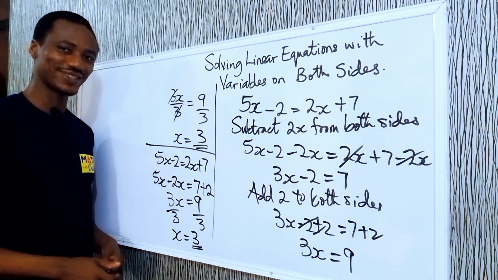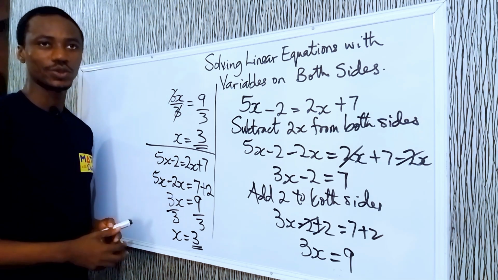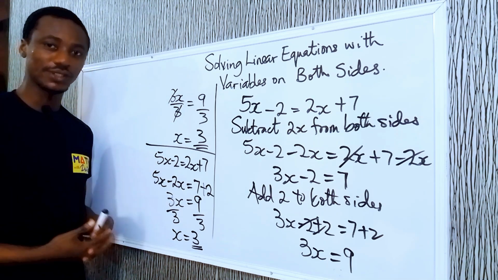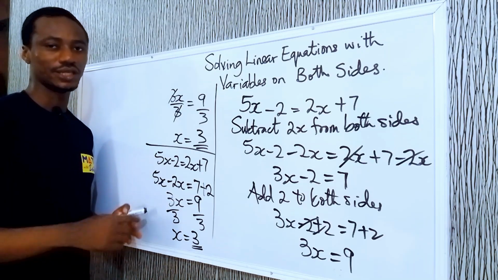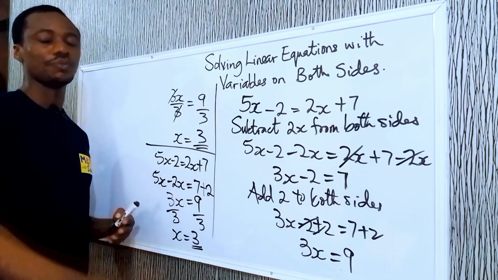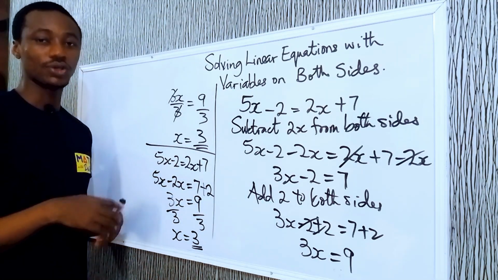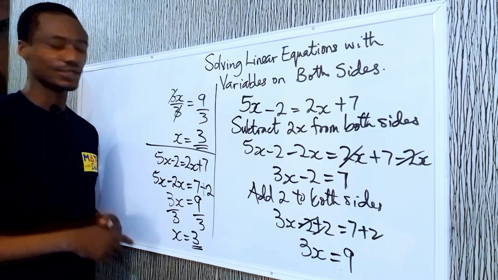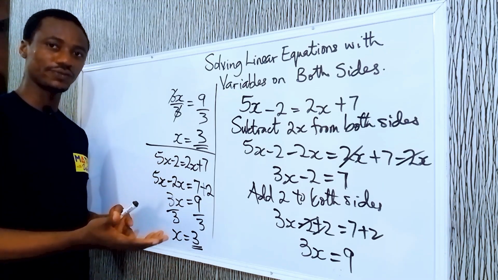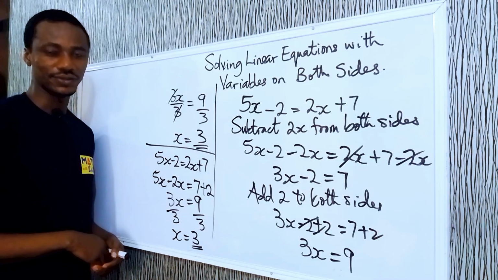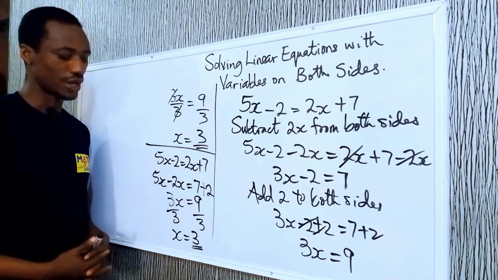I know you like the shortcuts, but you need to understand why we're doing what. The basic principle is that when you're taking a positive term from the left-hand side to the right-hand side, it becomes negative. From any side to any side, when you're crossing the equal sign, the term changes sign. If it is positive, it gets to the other side as negative. If it is negative, it gets to the other side as positive.